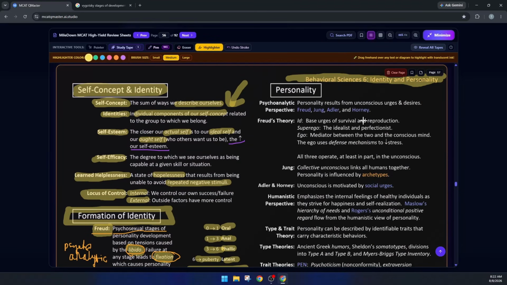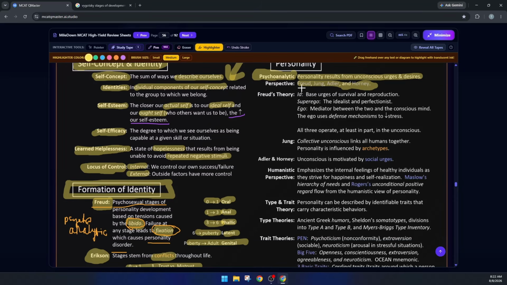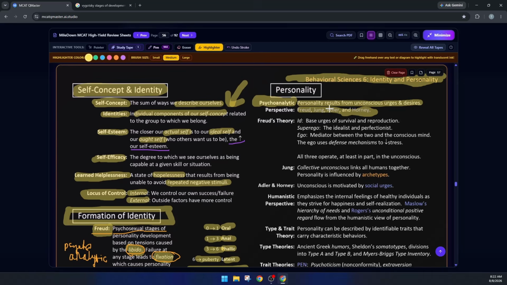So personality has to do with Freud as well. Remember I said psychoanalytic? Yeah. So there are many other psychologists back then that also had a psychoanalytic perspective, which is that personality results from your unconscious urges and desires. So these are a few of the researchers. They're not too important to remember. Just be aware of them, recognize them a little bit.